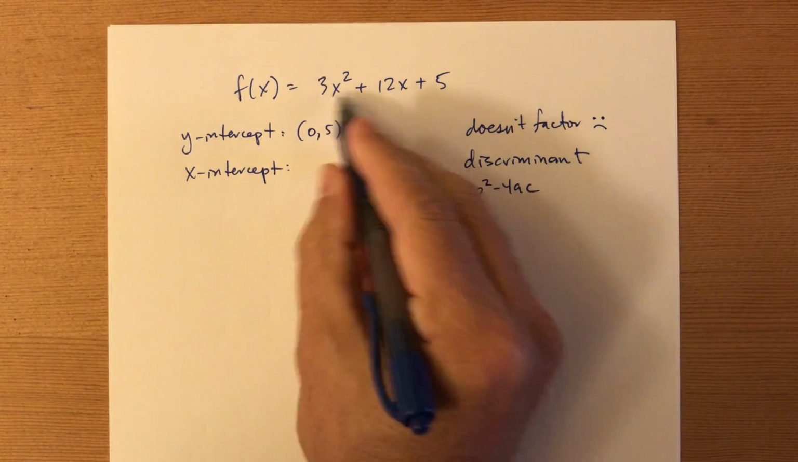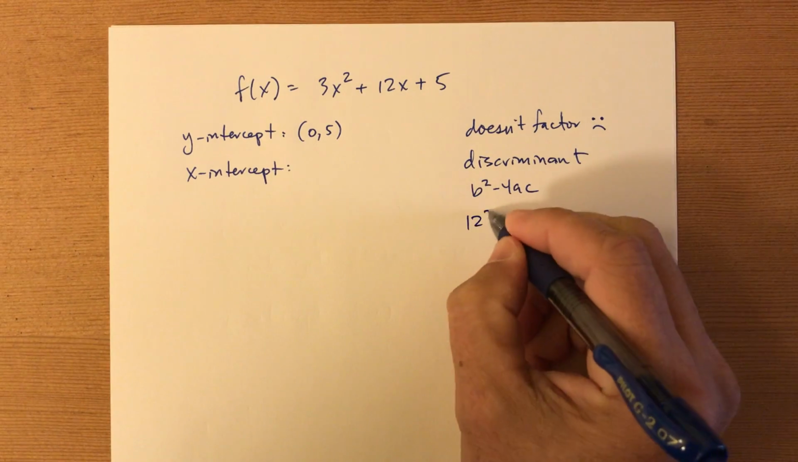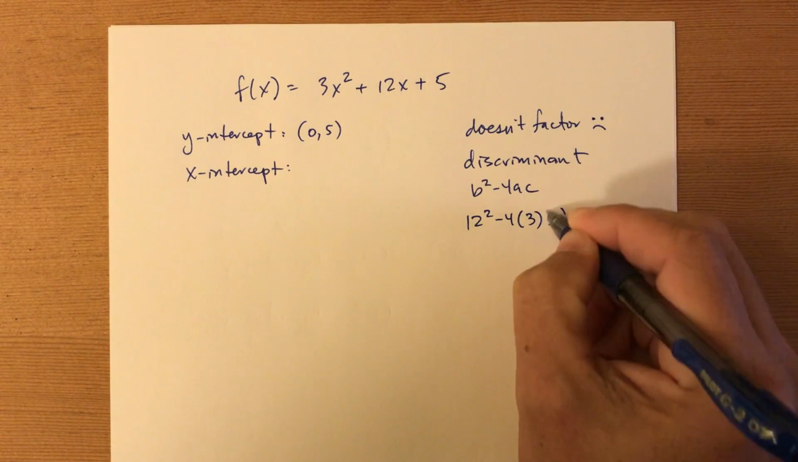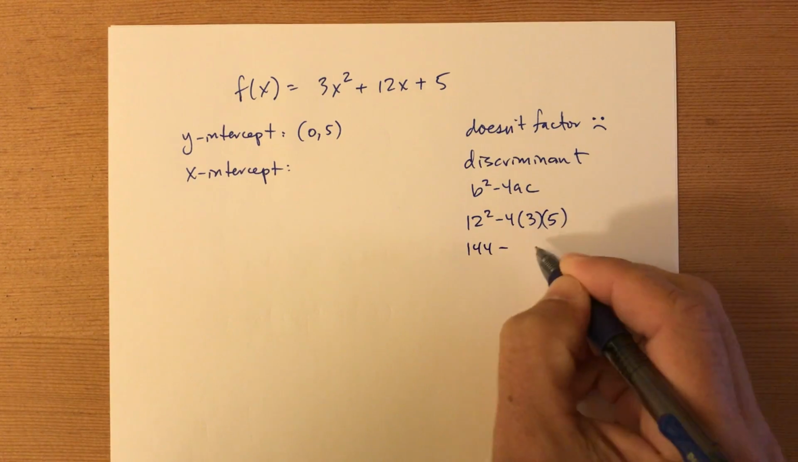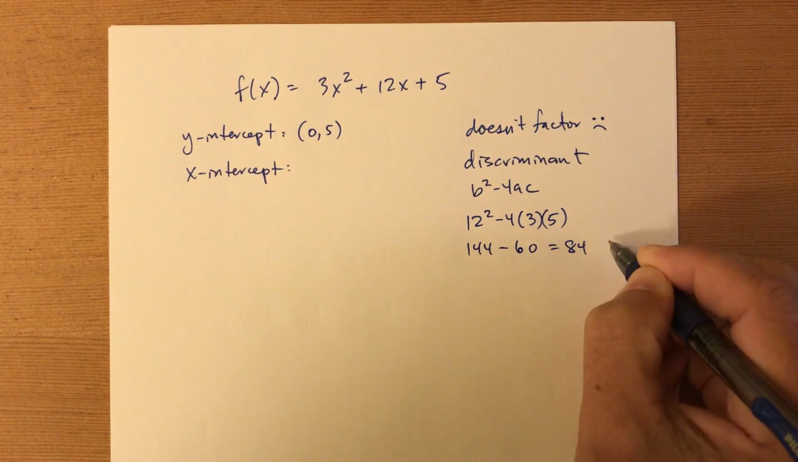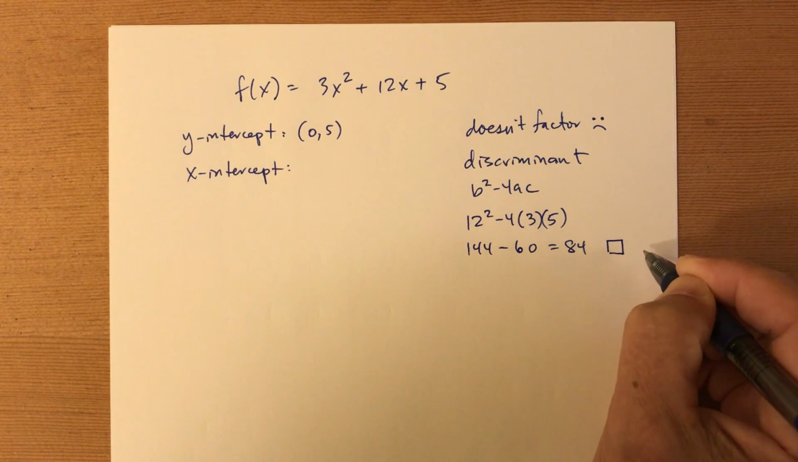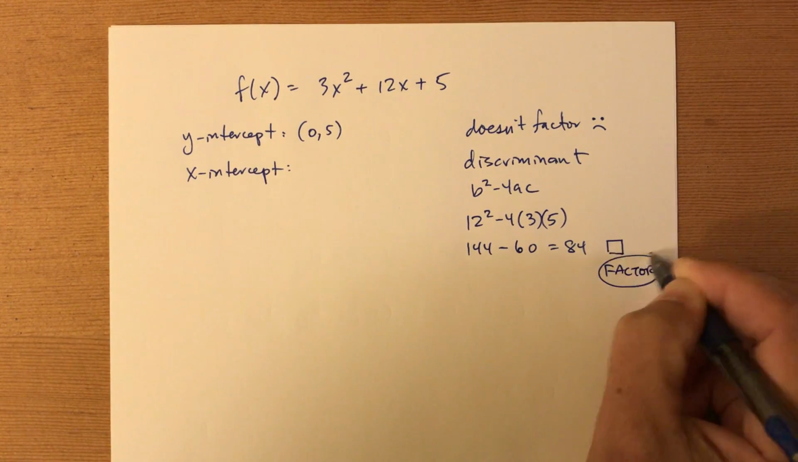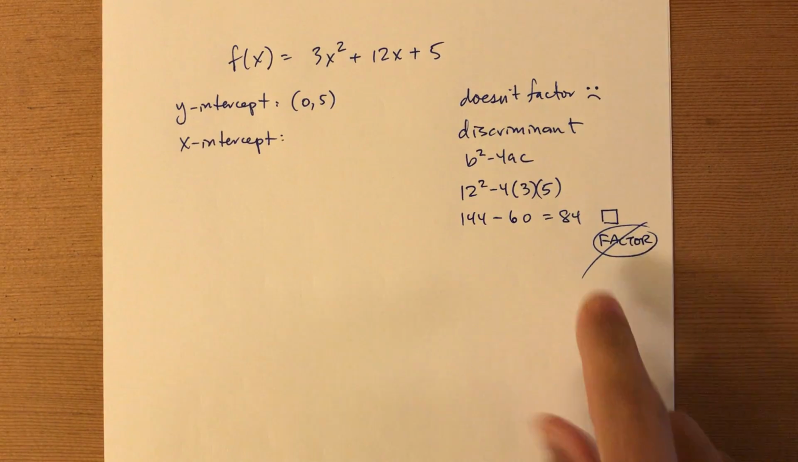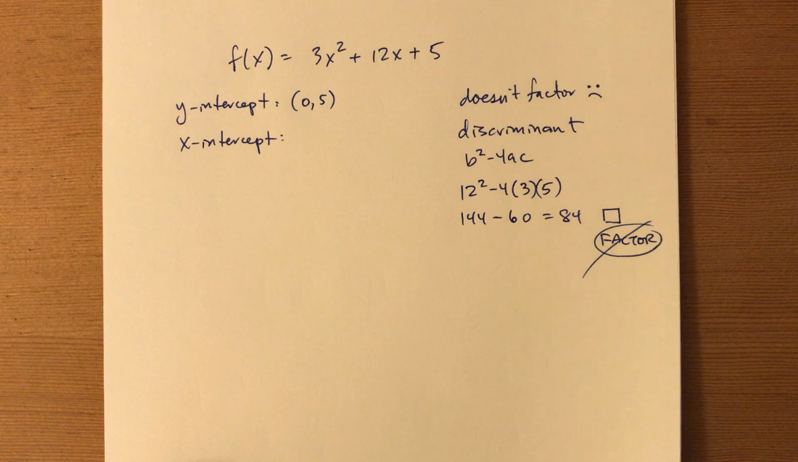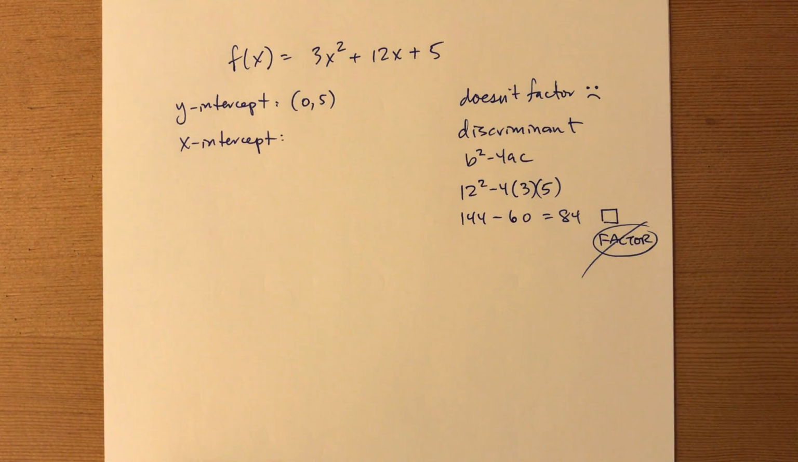And so I just plop in all these numbers, and I get 12 squared minus 4, a is 3, and c is 5. When I multiplied all that out, I got 144 minus, this is 12 times 5, which is 60, and I got 84. And since that's not a perfect square, therefore I know we are out of the factor ballgame. If that was a perfect square, then I know it would factor. But since it's not a perfect square, I know that it does not factor.